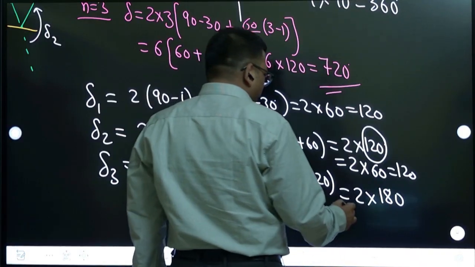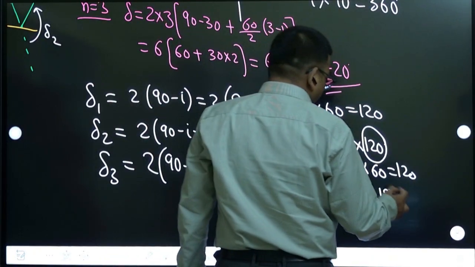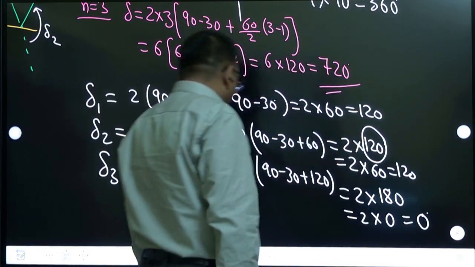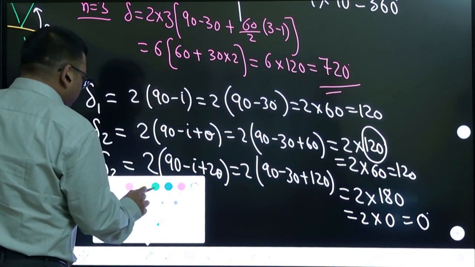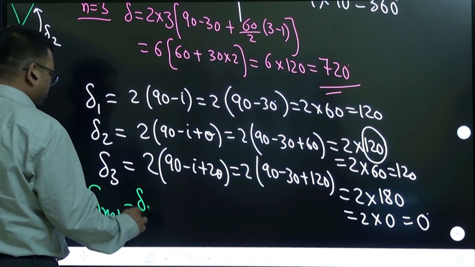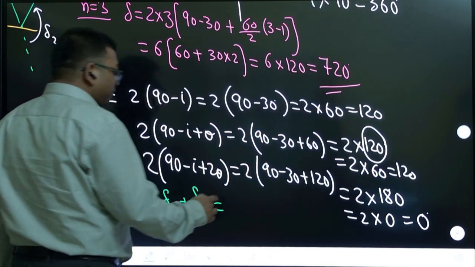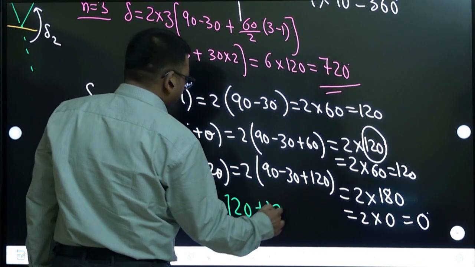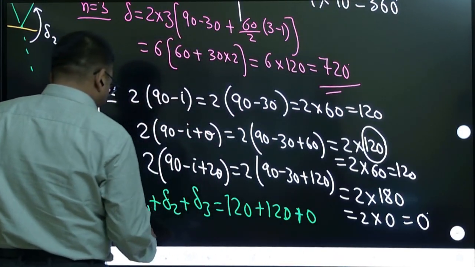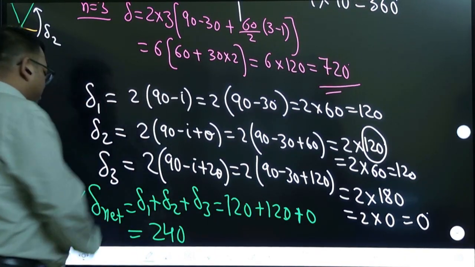So I think here, what is happening? 180 should be written as 180 minus 180, so this we should write as 0. So the final total deviation in the third case is coming as 0. The net deviation should be written as deviation 1 plus deviation 2 plus deviation 3. I think this is the algorithm that we have to follow. 120 plus 120 plus 0, so that gives us 240.